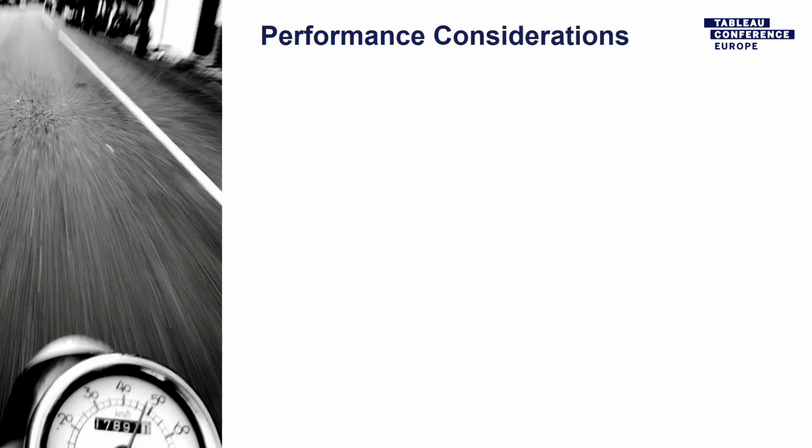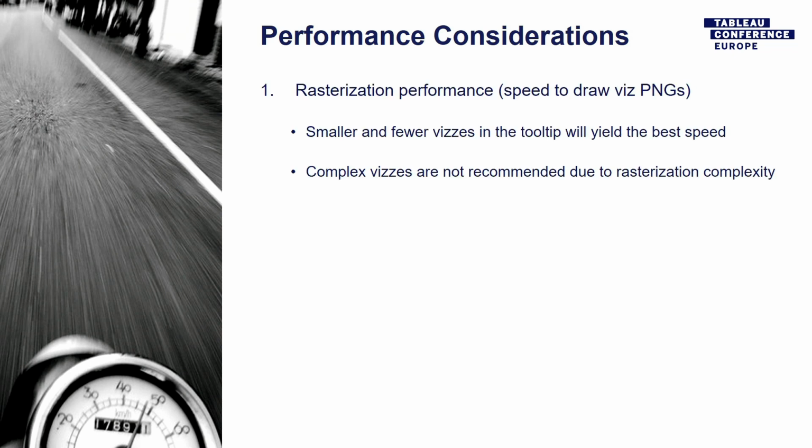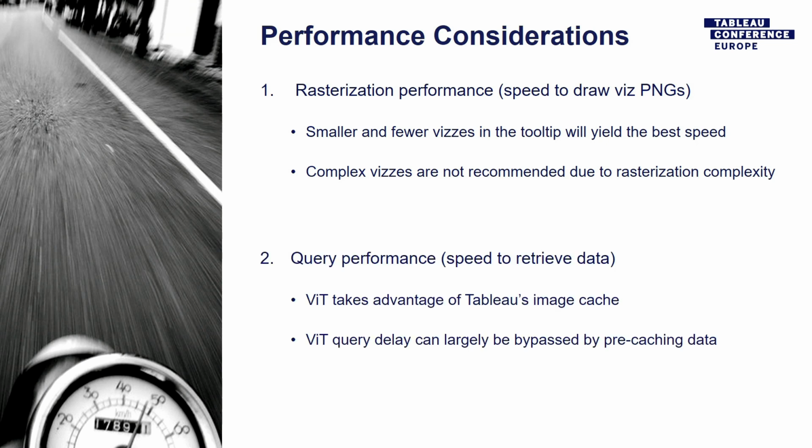In terms of performance considerations, two things are important. The first is the rasterization performance. Rasterization is just the speed to draw the image. So the smaller and the fewer vizzes you have in the tooltip, the better speed you will get. Complex vizzes are generally not recommended due to rasterization complexity. If you have a viz with 68,000 marks, like I had with the map earlier, this can cause potential rasterization slowness because we'll have to draw all 68,000 points. In the example I showed you, because I was filtering on the rounded latitude and longitudes, that was quite quick. The other thing to consider is the query performance, so the speed to retrieve the data.